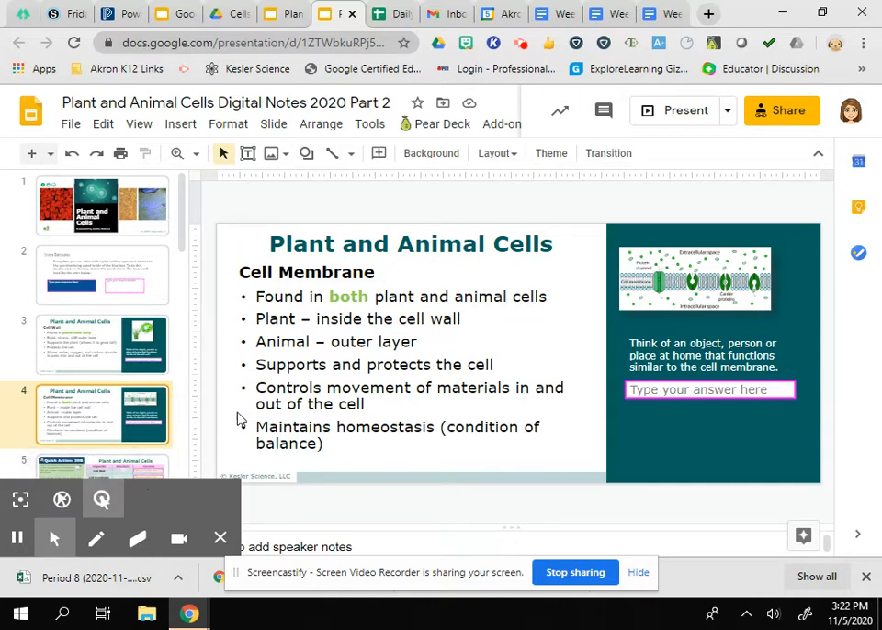It controls the movement of materials in and out of the cell. That's going to be our important function. It also maintains homeostasis, or a condition of balance. As you can see from the diagram, it's got a double membrane, so they call it a lipid bilayer. Now you're going to think of an object, person, or place at home that functions similar to a cell membrane. Type your answer in there.